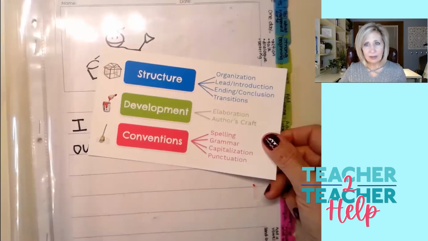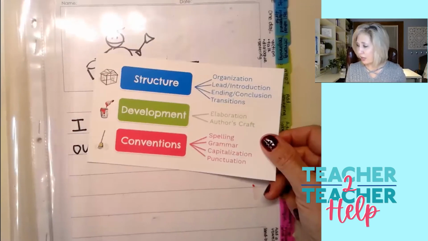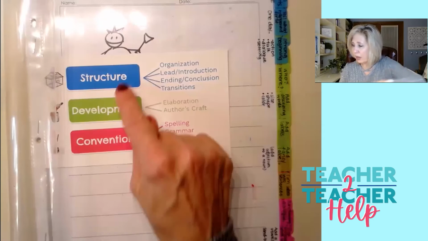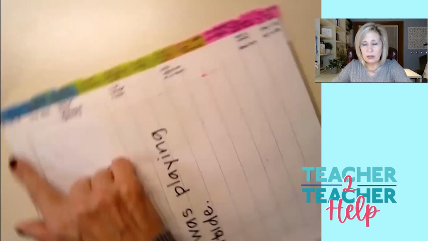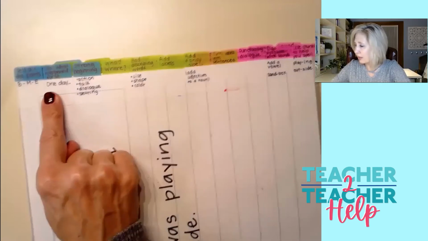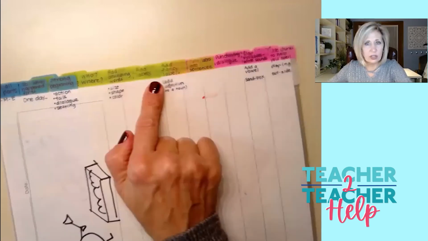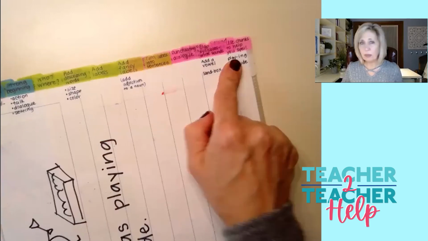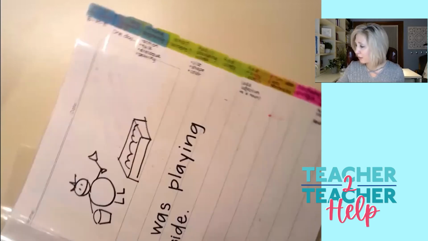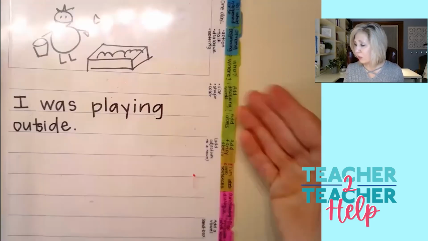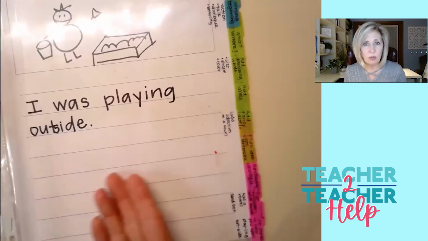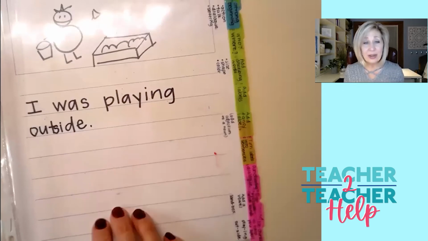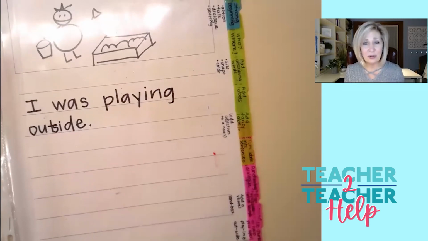You may notice these colors here. I have tabbed up this book with structure teaching points, development teaching points, and conventions teaching points. And then in the moment of a conference, I look to see what my students are struggling with. I can pick one of those and then with a dry erase marker, demonstrate right on this page, and then erase it and use it again and again in another conference.